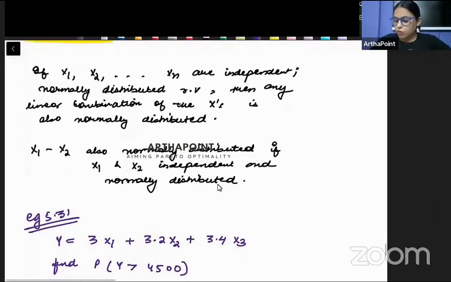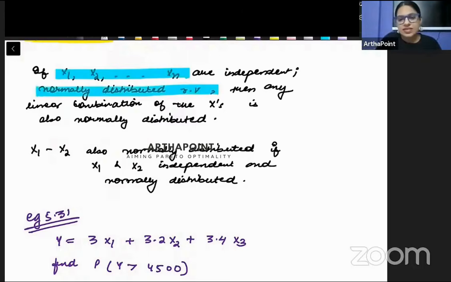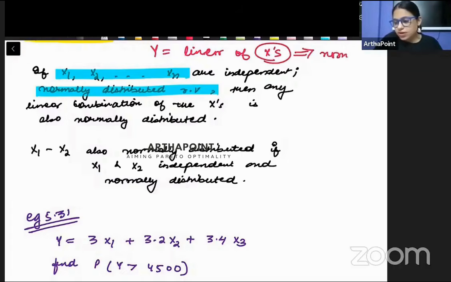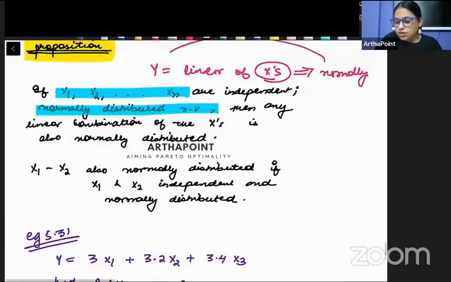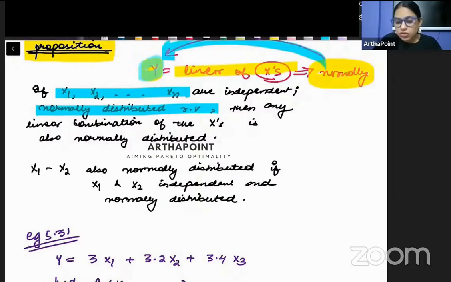Okay beta. Now this is a proposition which I want to highlight. So I told you that suppose these x's are normally distributed. These x's are random variables and they are normally distributed. So beta, the proposition says that if y is a linear combination of x's and these x's are normally distributed, then y will also be normally distributed.